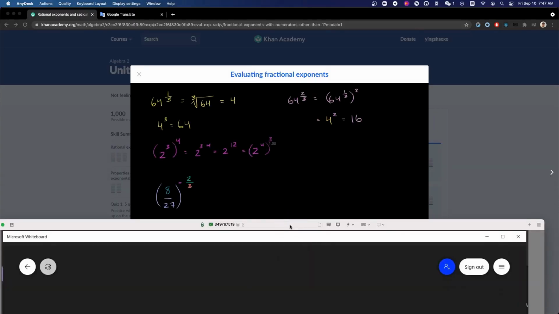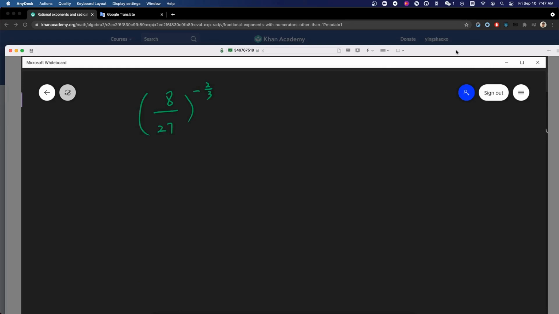Okay, for this problem, how can we solve it? Let's say 8 over 27, the whole thing to the negative 2 over 3 power. Well, this is a little bit tricky, but I think I can handle it. Basically, what I'm going to do is distribute the exponent to each part of that fraction. That'll be equal to 8 to the negative 2 over 3 power, over 27 to the negative 2 over 3 power.